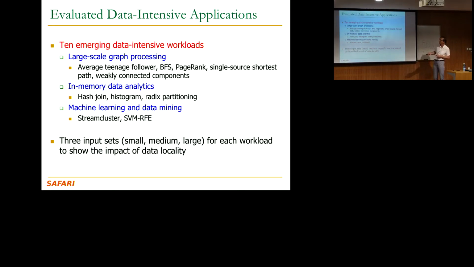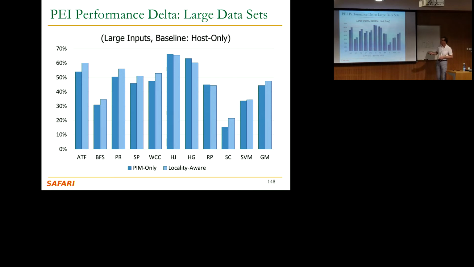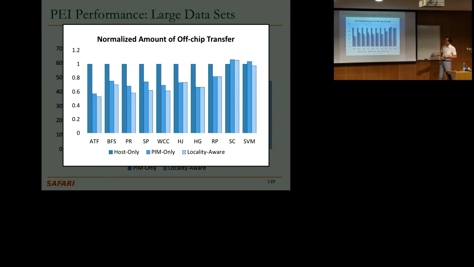Let's look at the data set size and its effect. These are the large inputs. The baseline is executing everything in the processor, no processing in memory. And the y-axis is the performance delta. This is if you ship all of these PIM-enabled instructions into the processing-in-memory engine, so you get benefit. But you do better if you actually have this locality-aware mechanism that decides whether or not to ship. Slightly better. So on average, this is geometric mean, you get about 47% performance improvement. This is large input sets. So maybe locality monitoring doesn't matter in this case as much. And you're actually gaining benefits by reducing the amount of transfer.